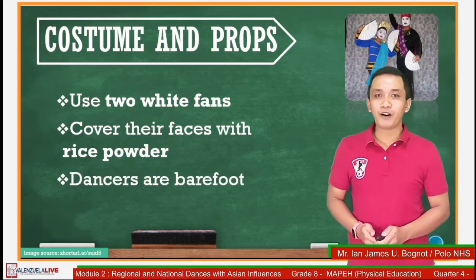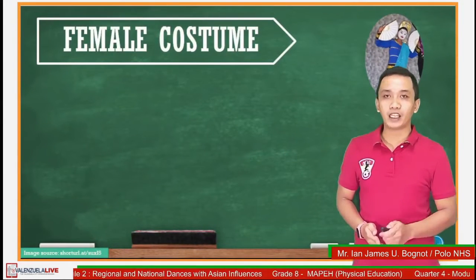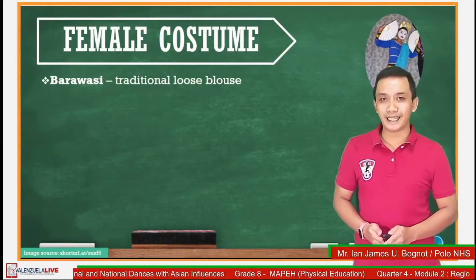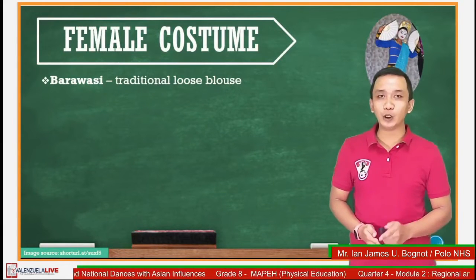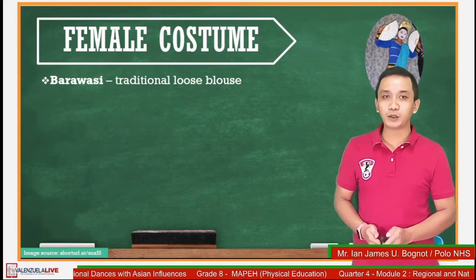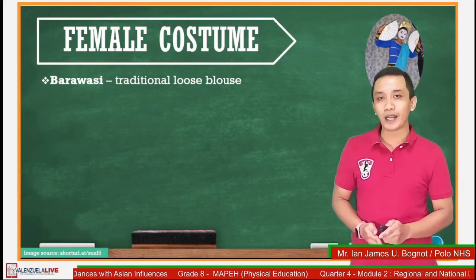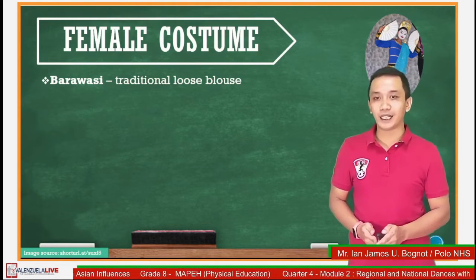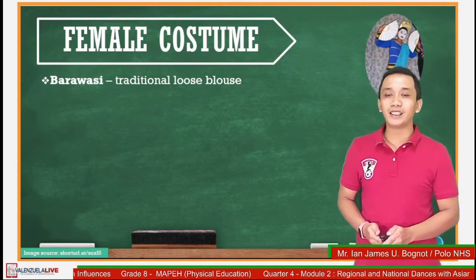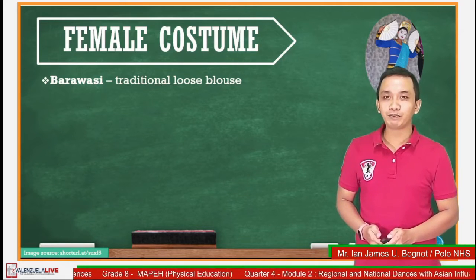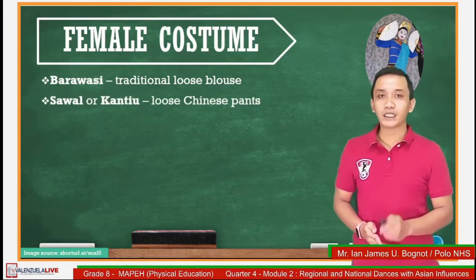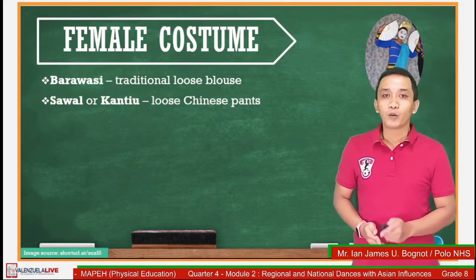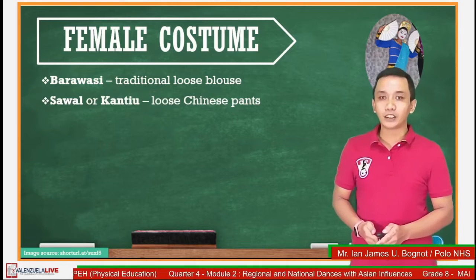The female performers wear the following as part of their costume. First, we have barawasi. It is a traditional loose blouse with long sleeves, a deep plunging keyhole neckline, and extra panels attached to the right and left chest, decorated with many tiny brass buttons. Second, we have sawal or kantu. It is a loose Chinese pants with a soft white band attached to a wide waist.